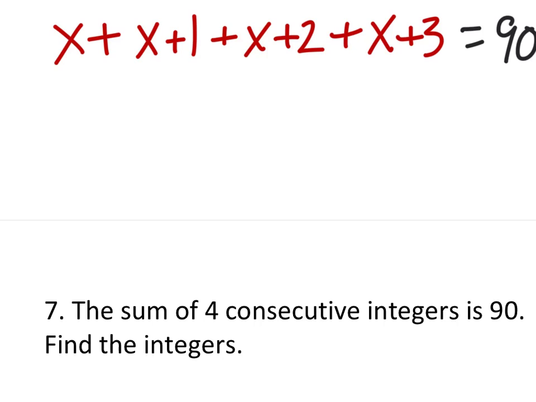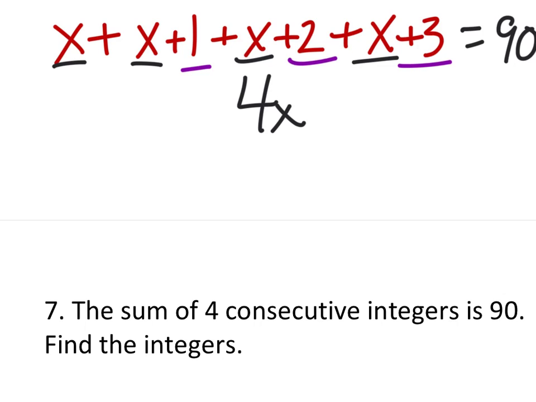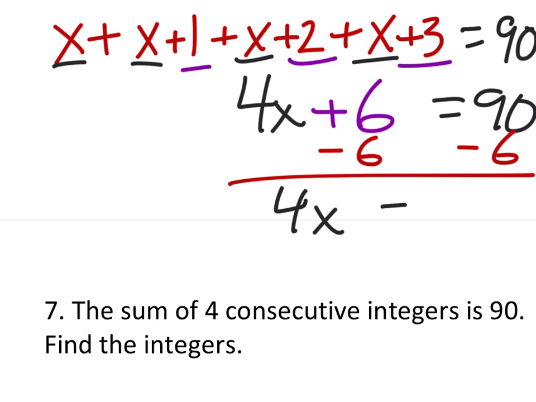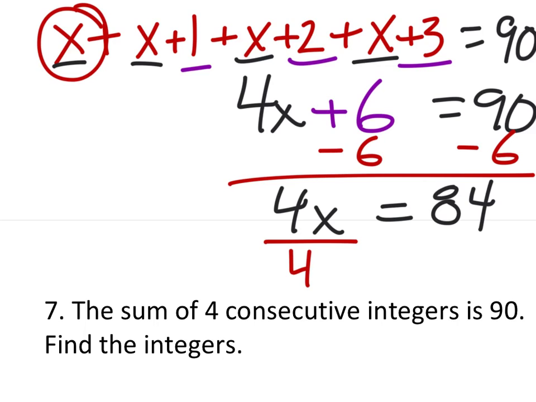So let's combine like terms. We have 1, 2, 3, 4 x's. And we have the 1 plus 2 plus 3. That's going to be plus 6. Will equal the 90. Well, we'll isolate those x's by subtracting 6 from both sides. This is going to give me 4x equals 84. Finally, to solve for x, which is my first term, I'll divide by 4 on both sides, and we see that x equals 21.